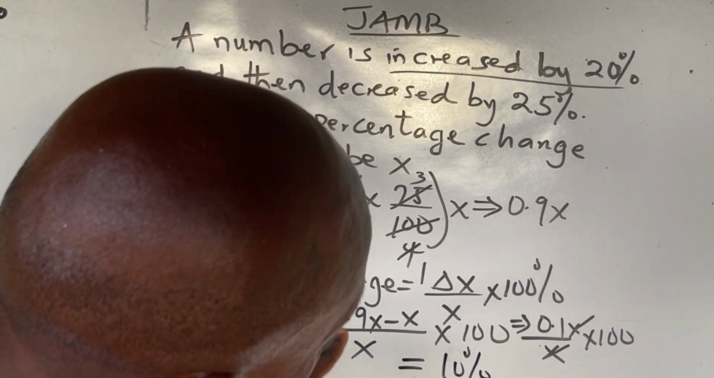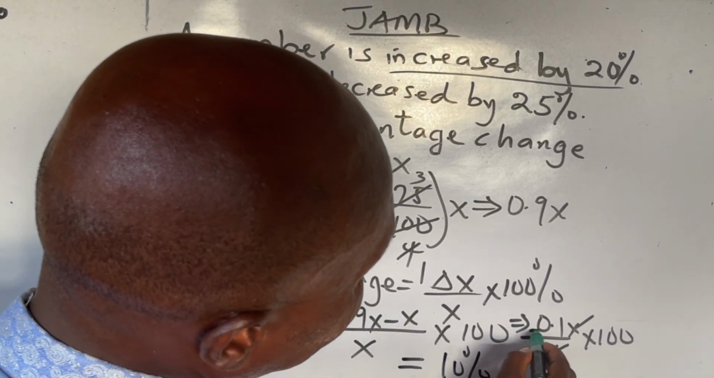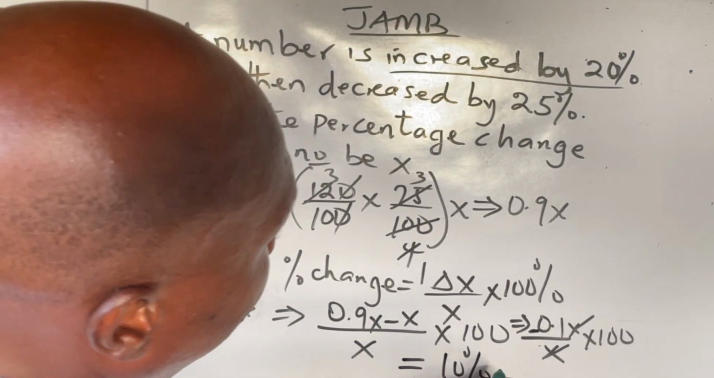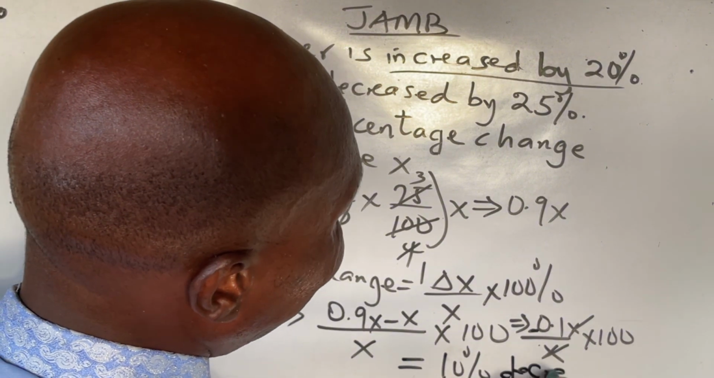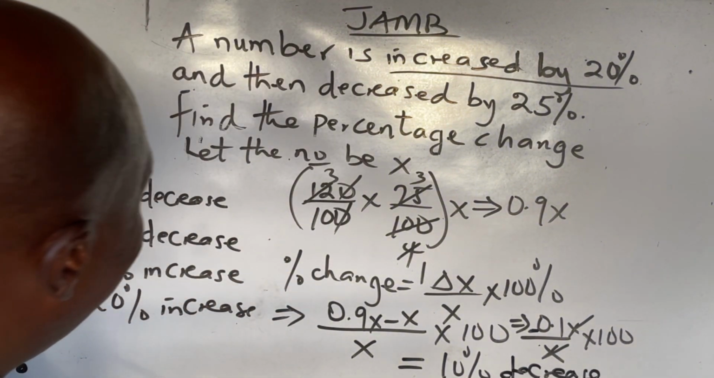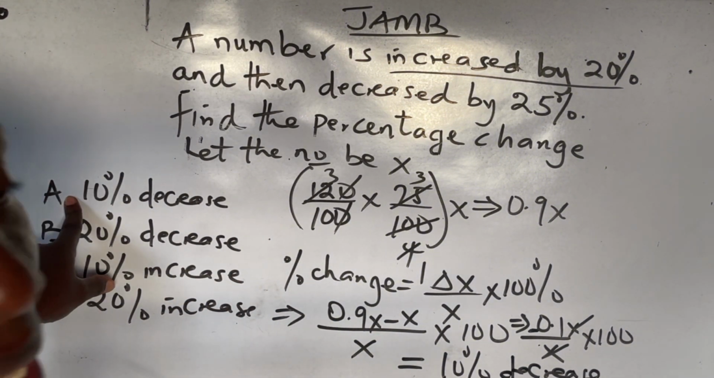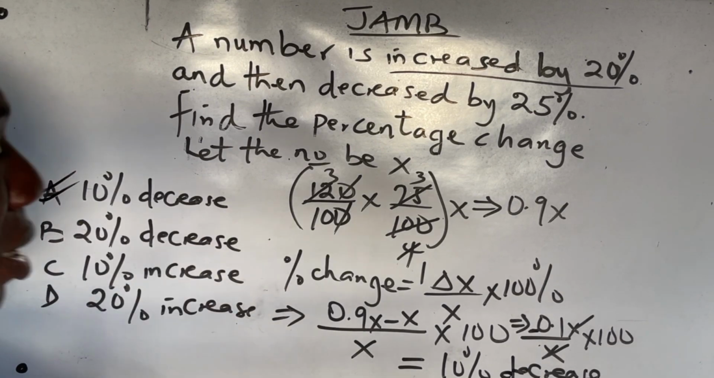Don't forget 0.9x minus x is negative. So you have 10% what? Decrease. So the answer here is 10% decrease, which is our option A.